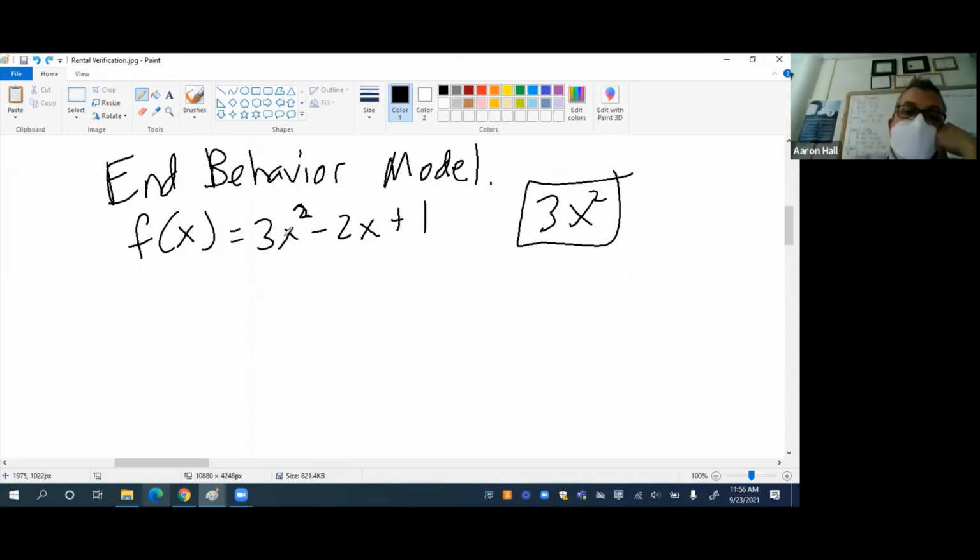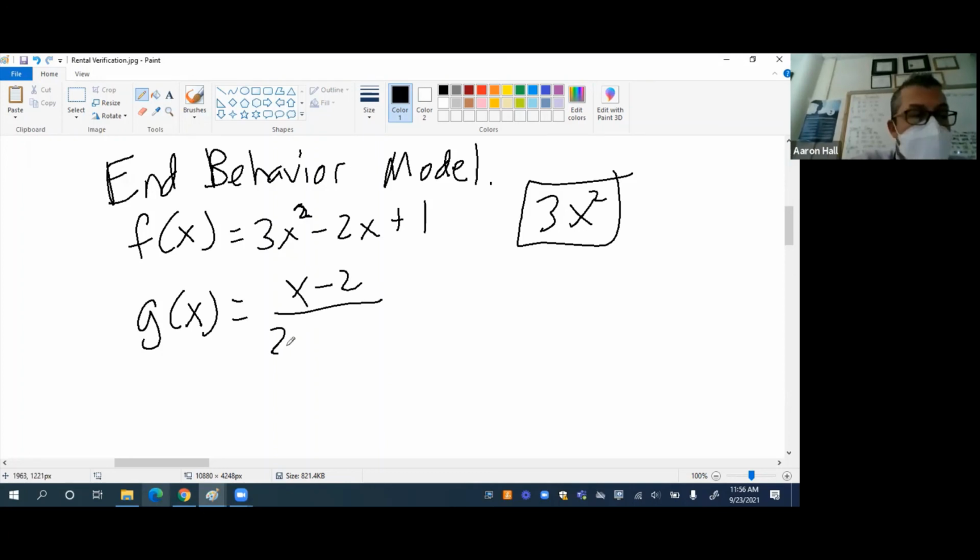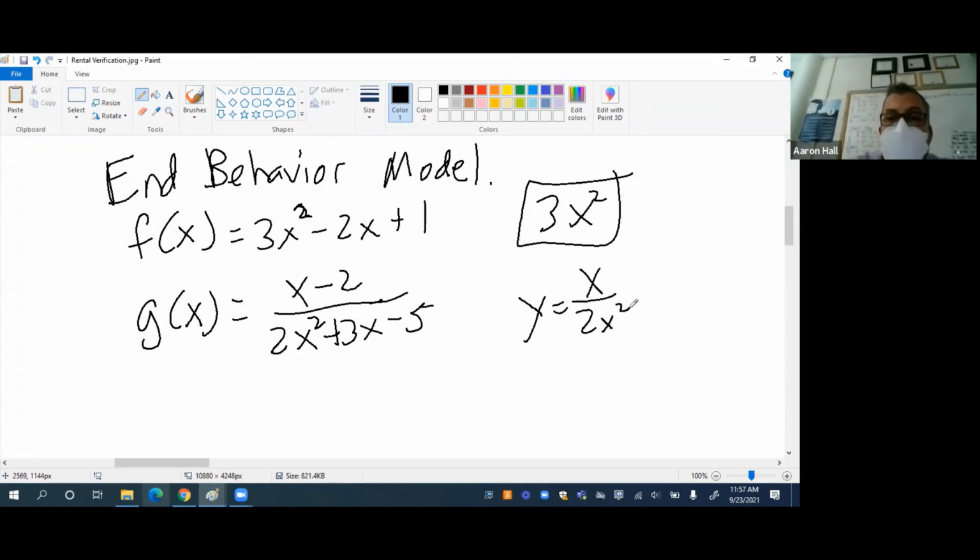Do you understand how I got that? Yes. Why? What happened to these? They are insignificant. They're not important when x is really, really large. Okay, let's look at another one. What if I have g of x equals x minus 2 over 2x squared plus 3x minus 5? What is my end behavior model for this one? I have x over 2x squared. Can I simplify that even more? Pretty much 1 over 2x. That is my end behavior model.